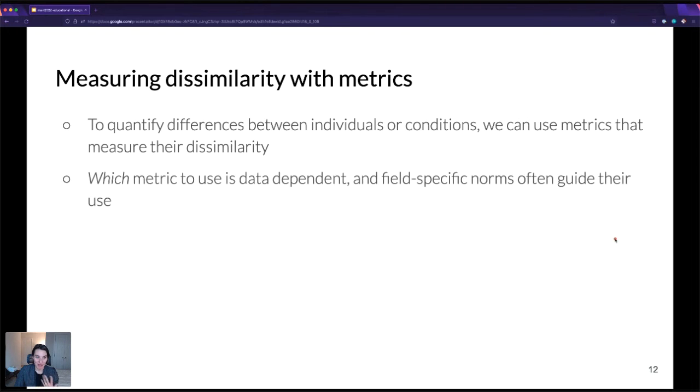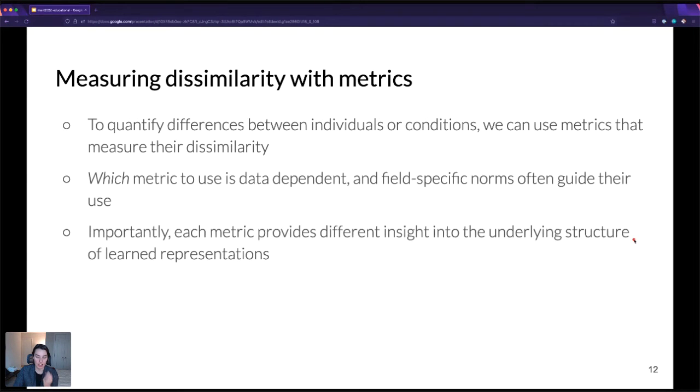The problem, of course, is which metric to use, right? The metric that you're going to use is in many cases constrained by the data that you have available, and quite often by your field-specific norms. So what do people expect you to report for this kind of data? Unfortunately, however, each metric is only going to provide one kind of insight into the underlying structure of learned representation. So there's no single metric that is best or is going to provide the most complete full insight into these data sets.